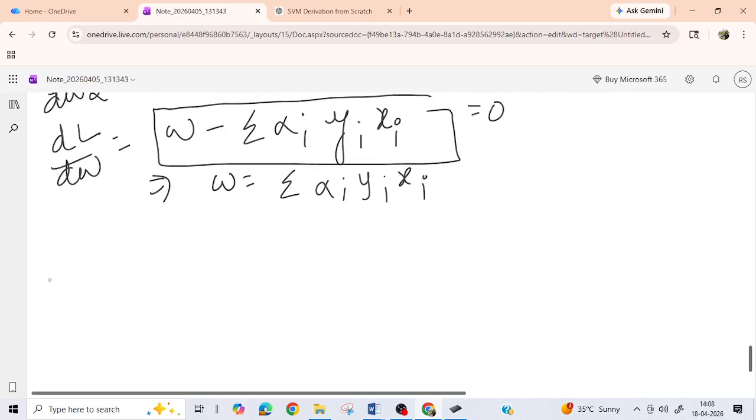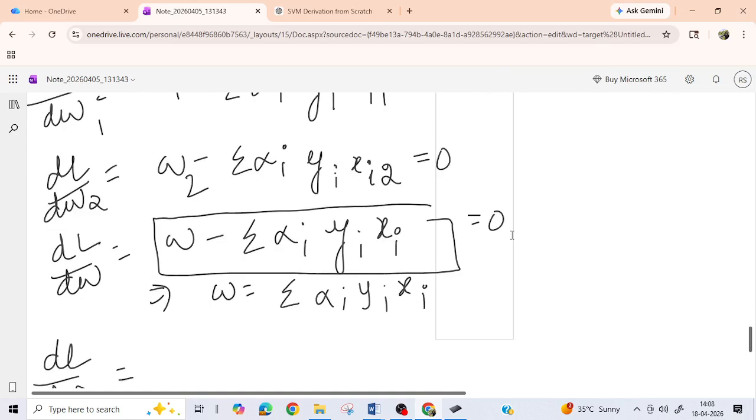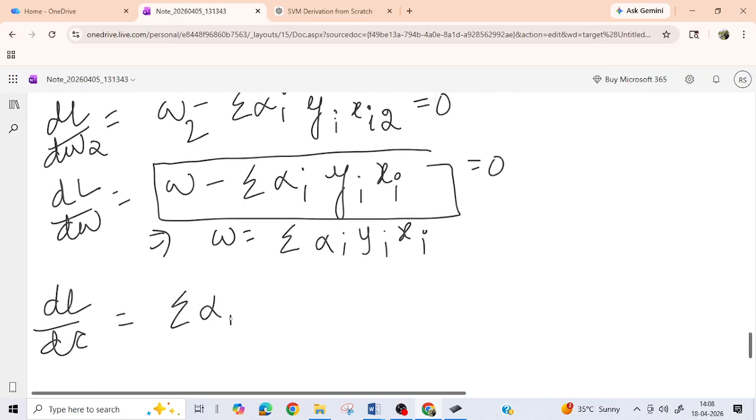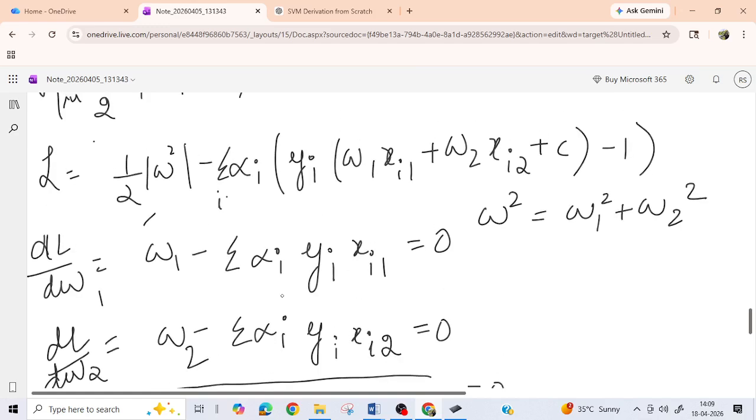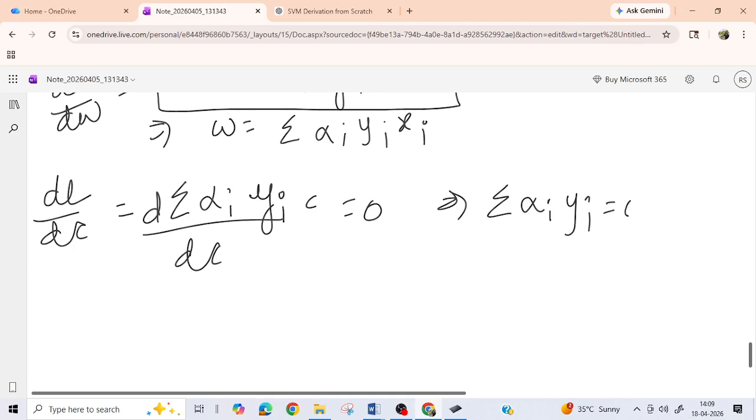Now let's do one thing. Let's also differentiate it with respect to dc. So the w term is a constant with respect to c, so this would go away, and what would be left is alpha i yi, because the w1, w2 etc. terms would contribute nothing, and then we will eventually be left with alpha i yi c, so it would become summation of alpha i yi. If you differentiate with respect to c, then dL by dc equal to 0, which means that summation of alpha i into yi equal to 0, right?